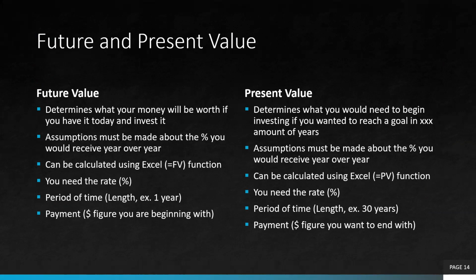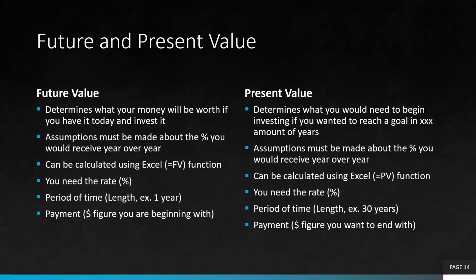There are assumptions that have to be made when you're dealing with future and present values. You have to make assumptions about the percentage that you would receive year over year. So let's say you have your money in a 401k and each year you earn on average 5%. That would be a great place for you to start. Let's say you're in a corporation and you invested in many other things and the typical rate of return is 10%. You can also begin with that. So you can look at historical data of things that you are doing with your money to use that as your percentage rate.